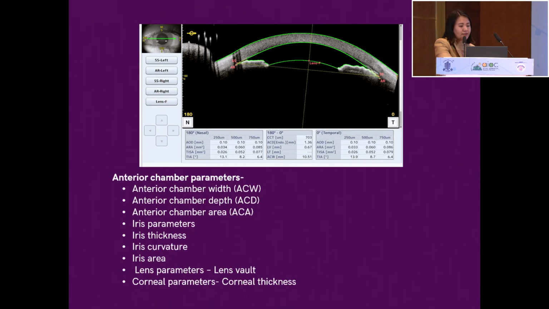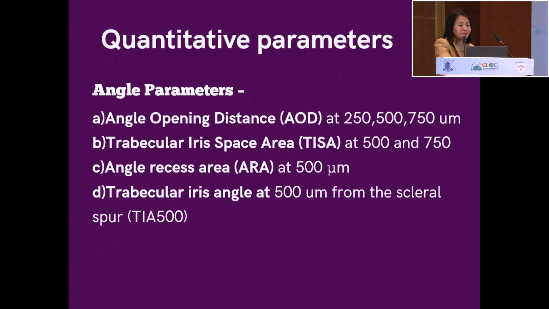The anterior chamber parameters available with this machine include the anterior chamber width. You have detailed values available for the ACD, the anterior chamber areas, iris parameters, as well as the lens parameters, along with the corneal parameters. Quantitative parameters, which are mainly used by our glaucoma colleagues, are angle opening distance, the trabecular iris space area, also known as TISA, the angle recess area, and the trabecular iris angles.